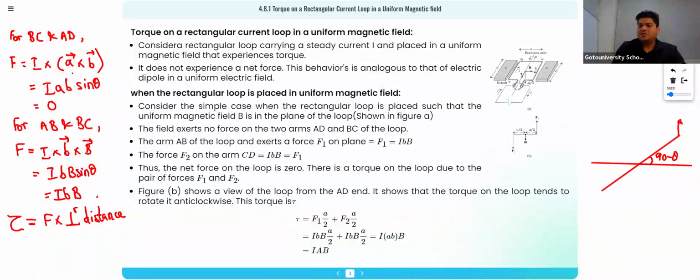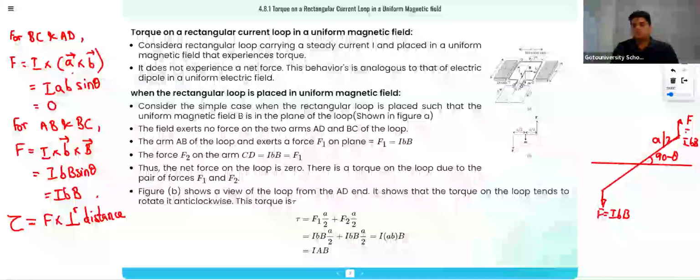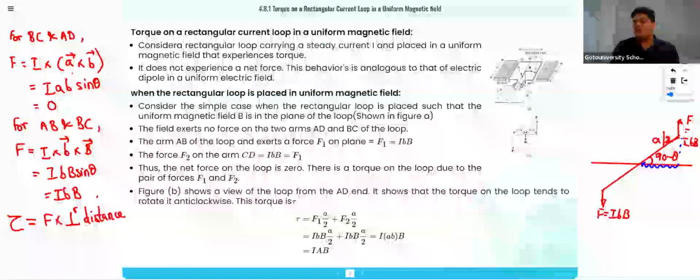Here force was acting, and which force will be acting? That acting force will be IBB. This entire length is A. This will be A by 2, this will be A by 2. Okay, now what about perpendicular distance? See, this is the perpendicular distance. From here till here, it is the perpendicular distance.